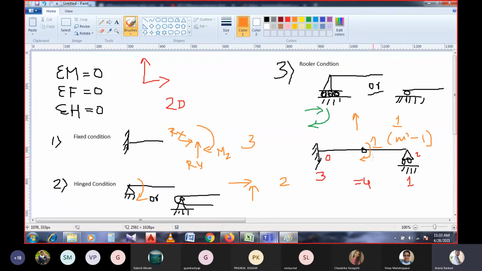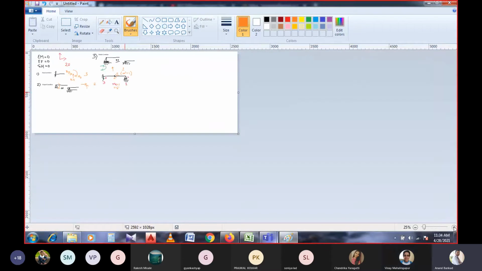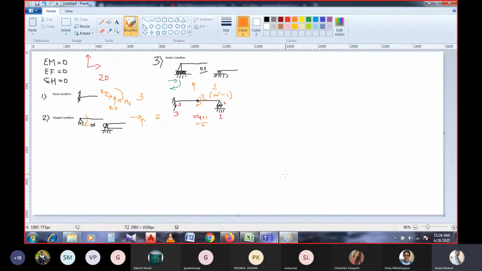So here the released reaction is 1 and total reactions are 4 in this one. That is, we'll be having 4 plus 1, that is 5 total reactions, right? So in this manner, the different kinds of supports are going to be involved, right?